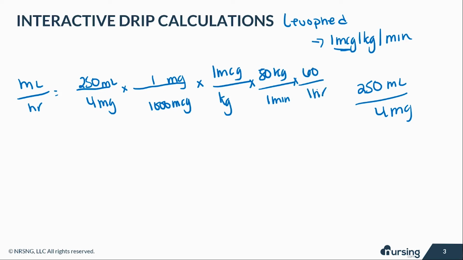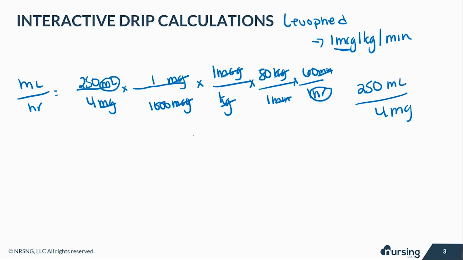So now let me make sure I can cancel everything out. Milligrams and milligrams cancels out. Mics and mics cancel out. Kilos and kilos cancel out. And that's supposed to be a minute. Minute and minute cancels out. So I am left with hour and milliliters, which is perfect.